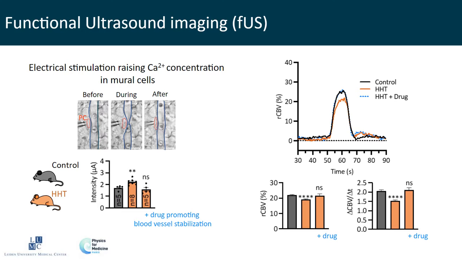Then we did a FUS analysis, and we can see that if you treat HHT mice with the drug, the blue line is perfectly similar to control. So we could rescue the functional response as measured by ultrasound imaging.